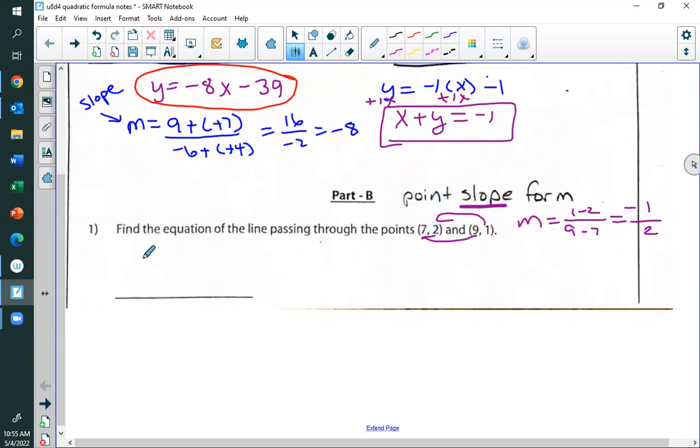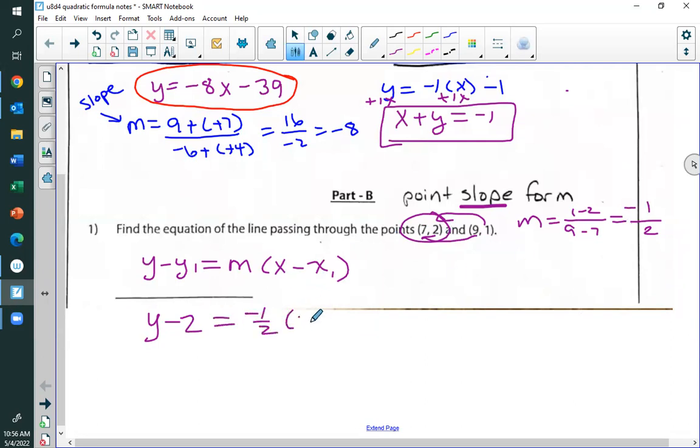Okay, point slope form looks like this. y minus y sub 1, where I'm going to take my first point. This is y sub 1. This equals m times x minus x sub 1. x sub 1 is the x value in my first ordered pair. So I'm just going to plug stuff in, okay? I have y minus, I come back over here, the y in my first ordered pair is 2. It equals my slope that I figured out, negative 1/2, times x minus my x in my first ordered pair.